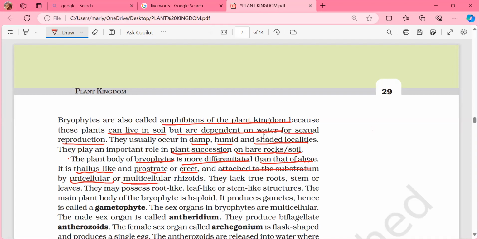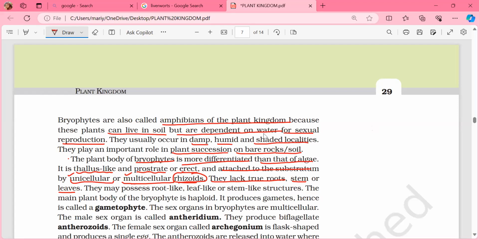Or a multicellular rhizoid. So they don't have roots. Instead of roots, they have a structure that can be either unicellular or multicellular, and those structures are known as rhizoids. So they lack true roots, true stem, or true leaf. None of these are there in it. Rather, they have root-like, leaf-like, stem-like structures. But they don't have true root, stem, and leaf.